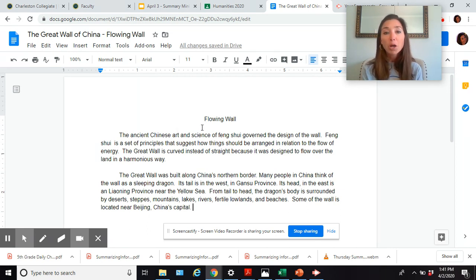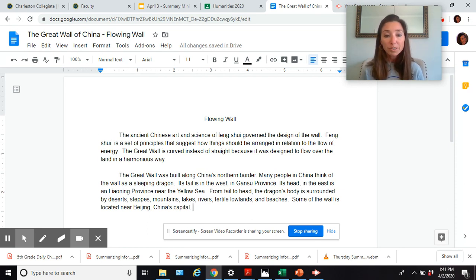So, the flowing wall. The ancient Chinese art and science of Feng Shui governed the design of the wall. Feng Shui is a set of principles that suggest how things should be arranged in relation to the flow of energy. The Great Wall is curved instead of straight because it was designed to flow over the land in a harmonious way. Well, right off the bat, I'm realizing they're talking about description, right? How the wall looks. Let me keep reading.